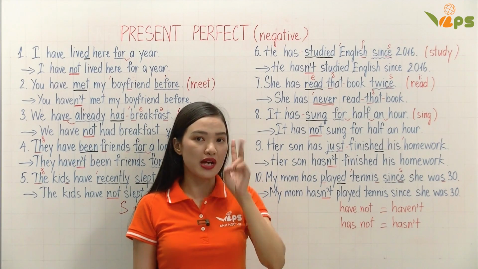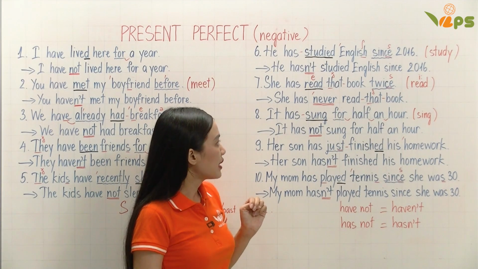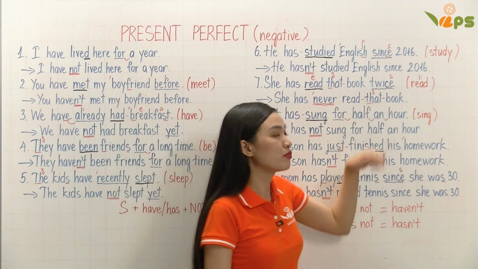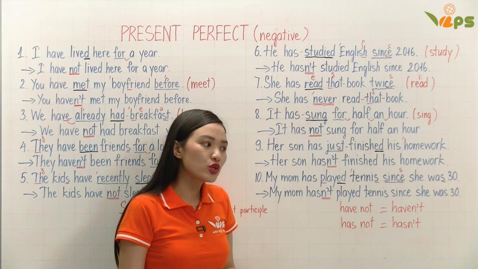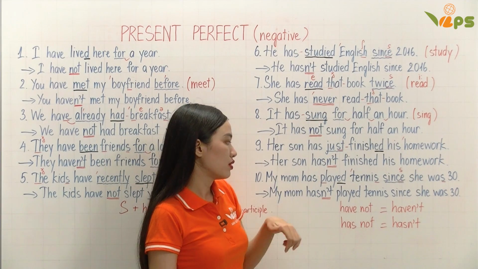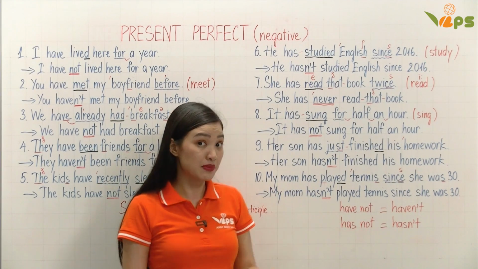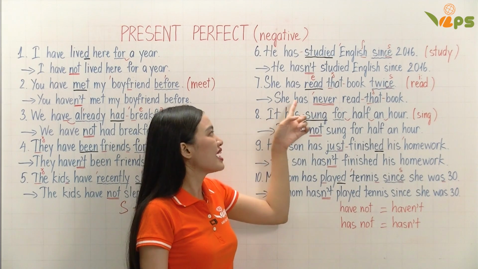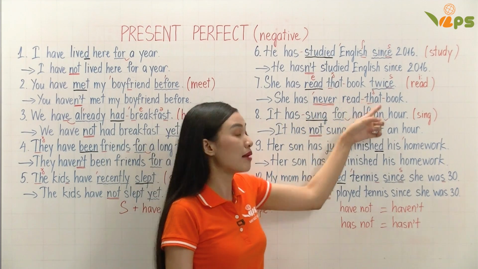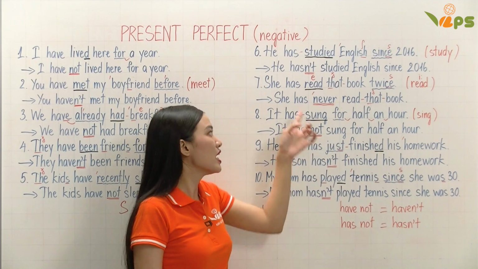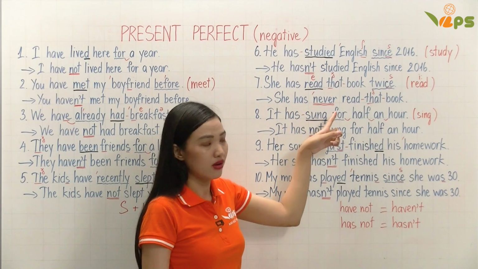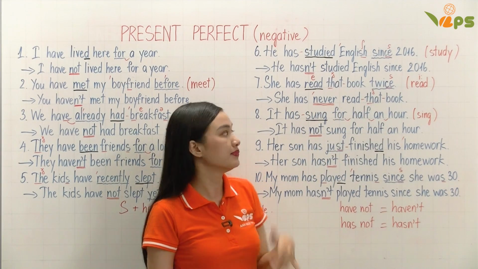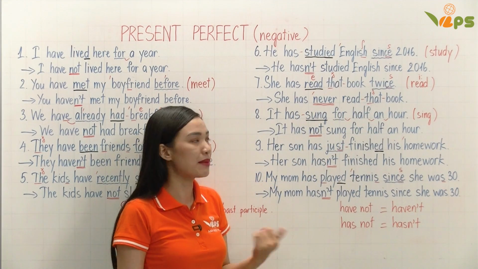That means 2 times. For the negative form, she has never read that book. You can use never for not in some situations. Here you can still say she has not read that book. Or you can say she has never read that book. The same meaning, huh?